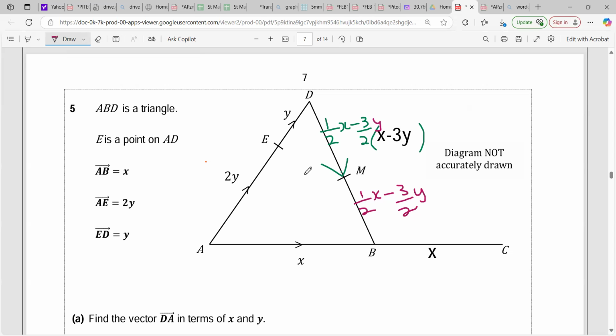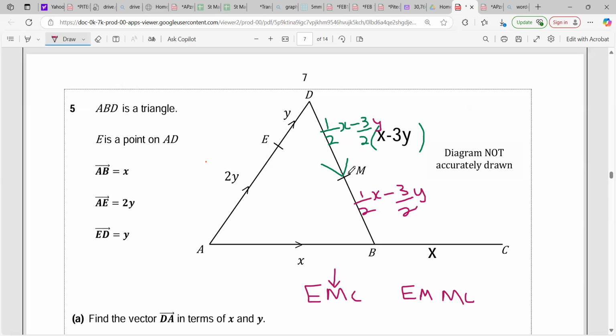So first, we need to find from E to M, because notice what they say: EMC. So if we can prove that E to M and from M to C is a scalar multiple, that means we have proved that it is a straight line, as they have a common point, which is M. That's what it takes to prove collinear, officially. That's the name.